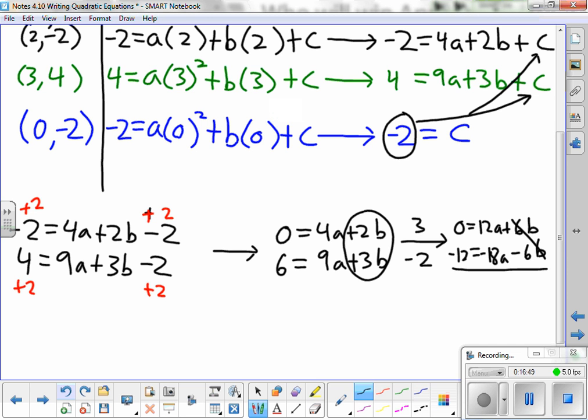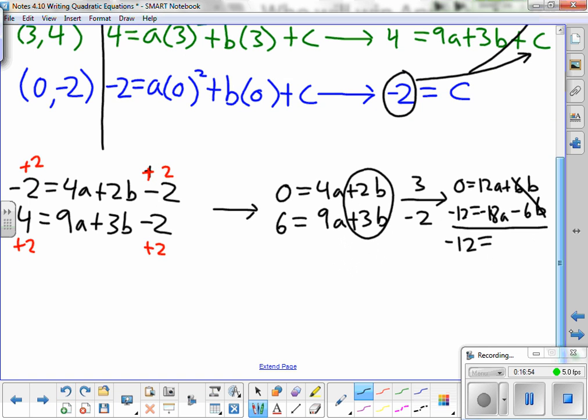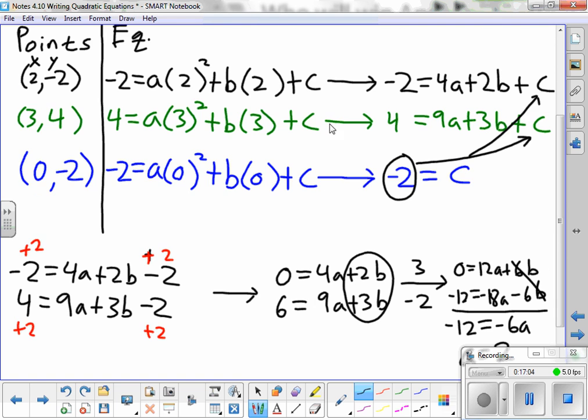Your b's are now gone. You get -12 equals -6a. That means your a is equal to 2. So I know 2 of them so far. I know my a value and my c value. Last one I got to find is my b value.